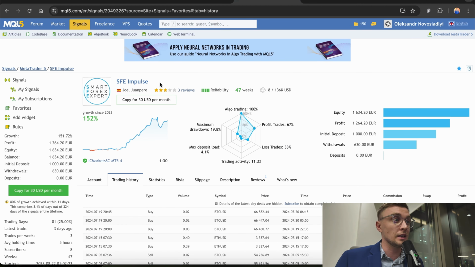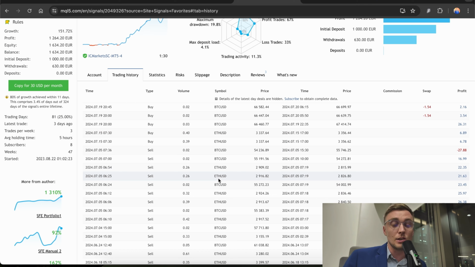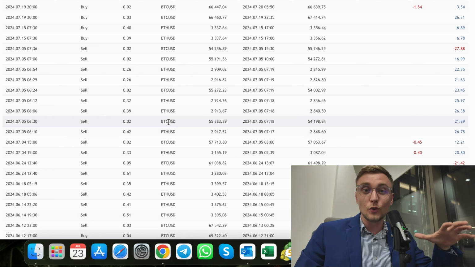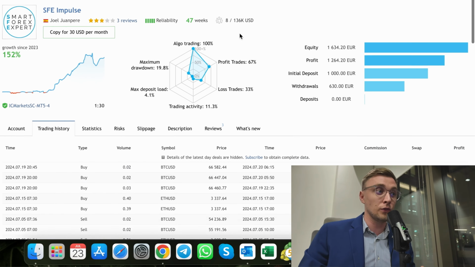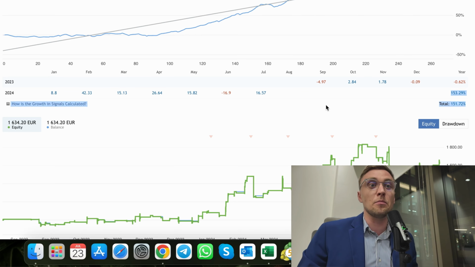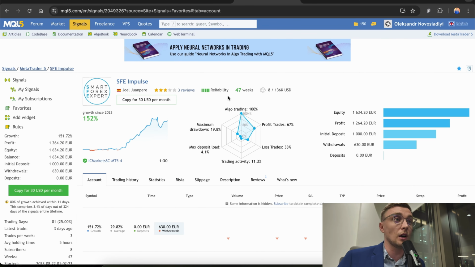The third signal is from the Spanish signal provider, CFE Impulse. He's trading Bitcoin and Ethereum, also without any kind of martingale. So for our portfolio, we are adding new instruments and a new strategy for trading, and also very nice results. This year he already made 153% profit with a maximum drawdown of 20%.